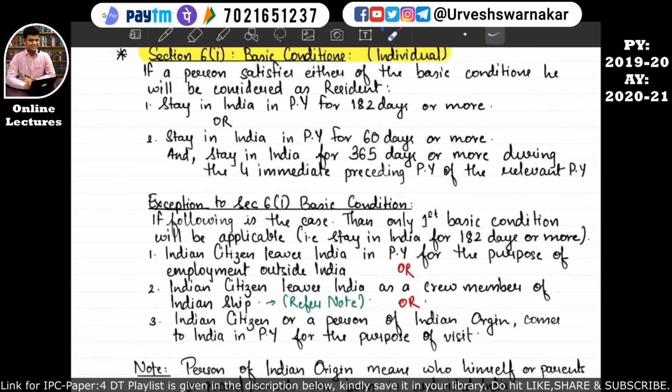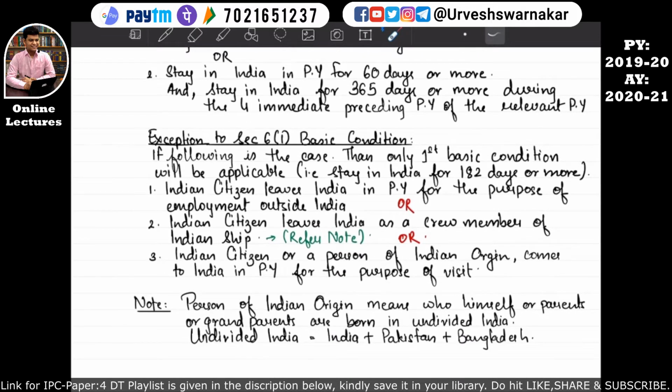Okay, exception to section 6 subsection 1 basic condition. If the following is the case, then only the first basic condition will be applicable, that is stay in India for 182 days or more: an Indian citizen leaves India in the previous year for the purpose of employment outside India, or an Indian citizen leaves India as a crew member of an Indian ship, or an Indian citizen or a person of Indian origin comes to India in the previous year for the purpose of a visit. The case of an Indian citizen leaving as a crew member of an Indian ship has a note. Okay, we'll see it, but first let's read it.